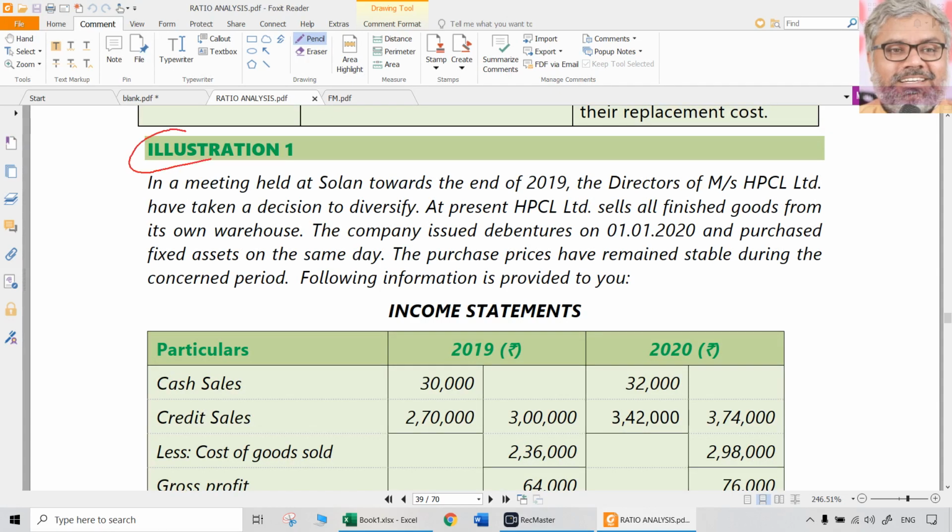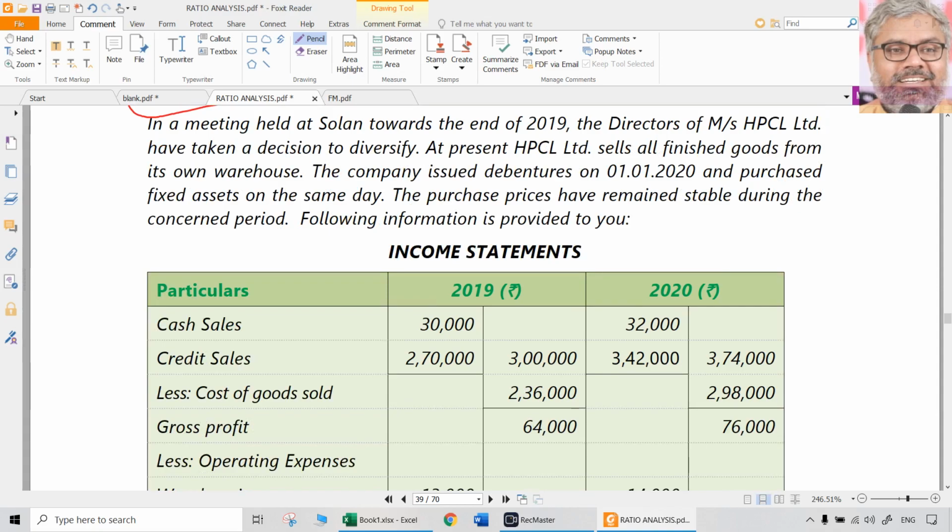Let us just look at illustration number 1, which is there in the ICAI material. In a meeting held at Solon towards the end of 2019, all these things are not required or relevant information. This is relevant because we are talking about the end of 2019. The directors of the company, whatever it is, HPCL Limited, have taken a decision to diversify. At present, HPCL Limited sells all finished goods from its own warehouses.